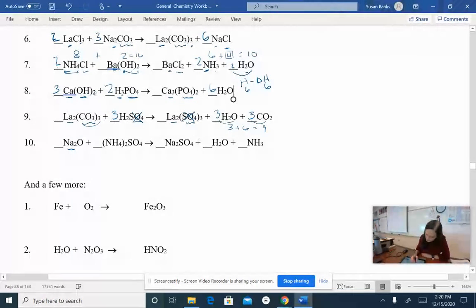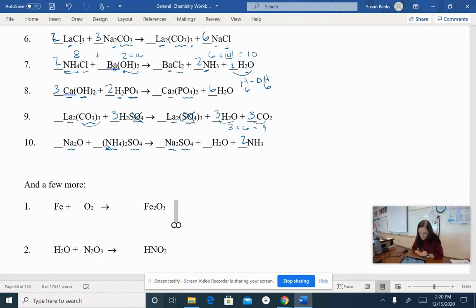All right, last but not least, here we go. 2 sodiums. Are we okay? So far, yes. I'm going to leave oxygens. I'm going to look at my sulfate groups. 1 sulfate group, 1 sulfate group. So I'm okay so far. I've got 2 ammonias, 2 nitrogens here. So I'm going to need to multiply my ammonia by 2 right there.